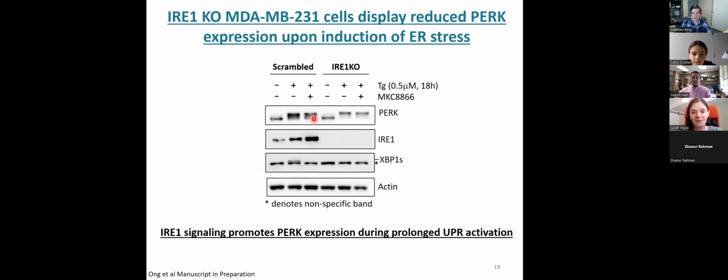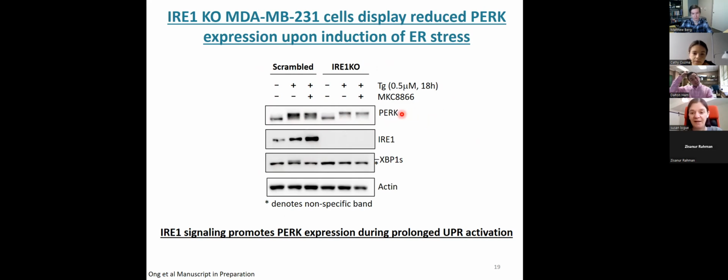But what we found was when we treated with MKC, we switched off IRE1, and we also saw this decrease in PERK protein expression in the scrambled controls. And this was very similar to what we'd seen in the wild type cells. But when we looked at the IRE1 knockouts, what we could see was that thapsigargin was still causing this activation of PERK, as shown by the upshift, but the level of PERK expression was much diminished compared to what you see in the scrambled controls.